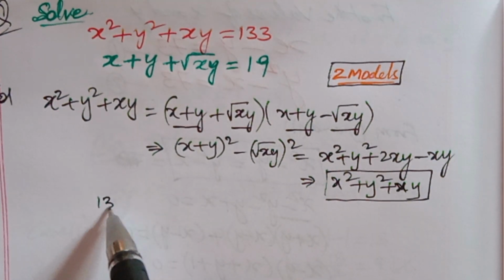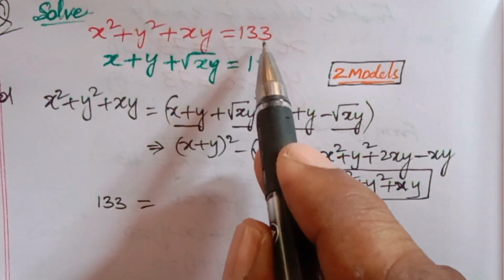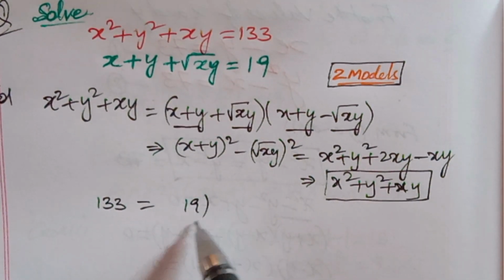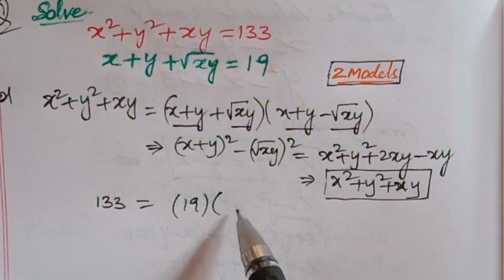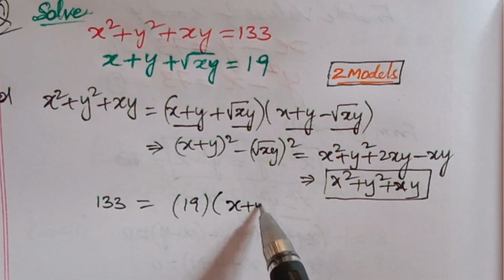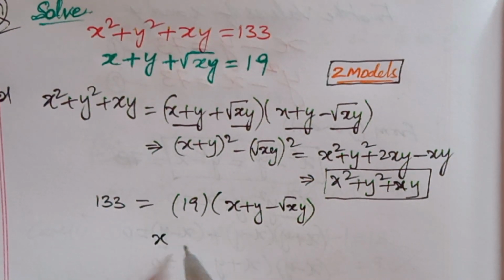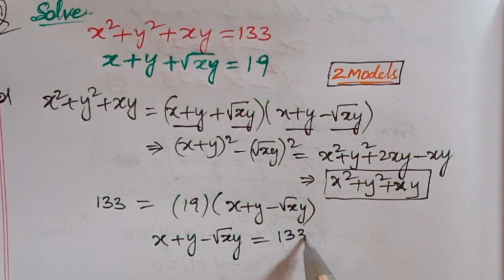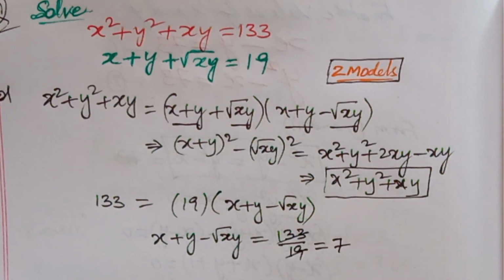So this value is given 133: x square plus y square plus xy is 133. Now this value is given 19: x plus y plus root xy is equal to 19. So x plus y minus root xy, we have to find the value. x plus y minus root xy is equal to 133 by 19. It will go 7 times.